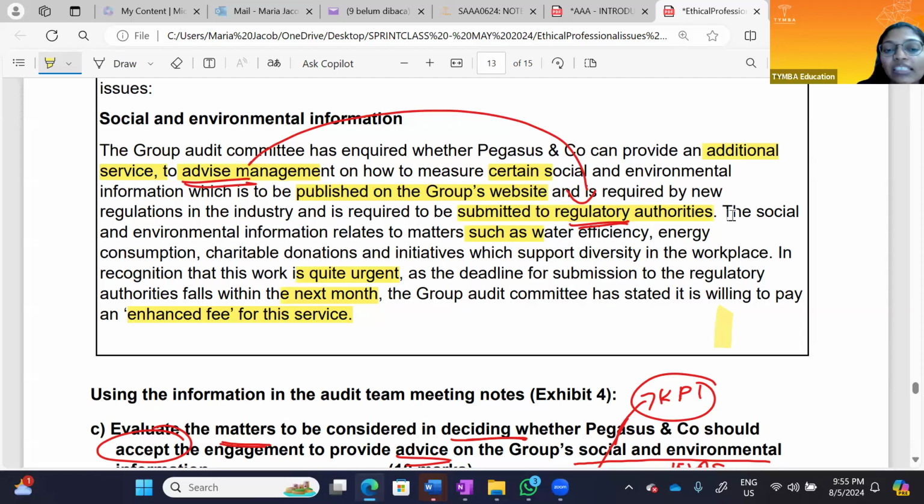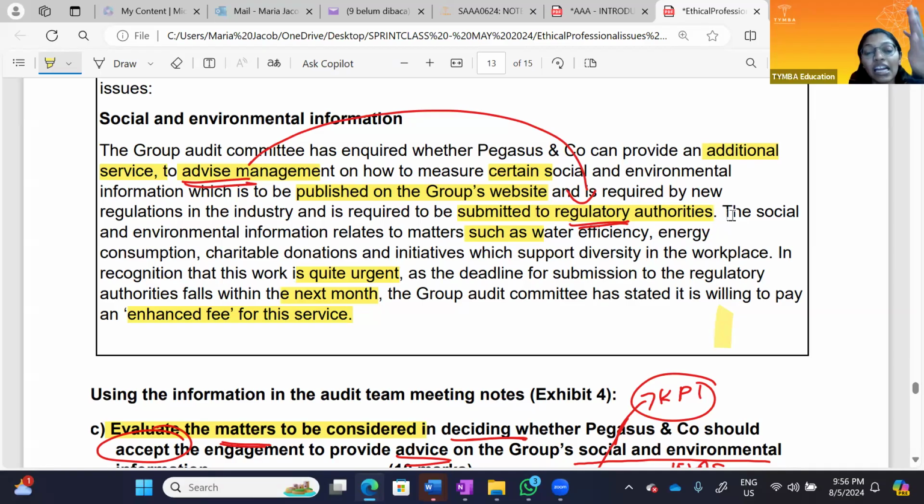Because they are only asking us to evaluate. Evaluate means I want to consider the factors on whether I want to accept or not. That is one. Number two, when you talk about capabilities, I'm not sure about the size. They have not talked about the scope of my work. And availability of staff, we can discuss that in another point. They also mentioned it's quite urgent. They say the deadline is next month, and I don't know whether, once I advise, they need to go through any assurance process or not.